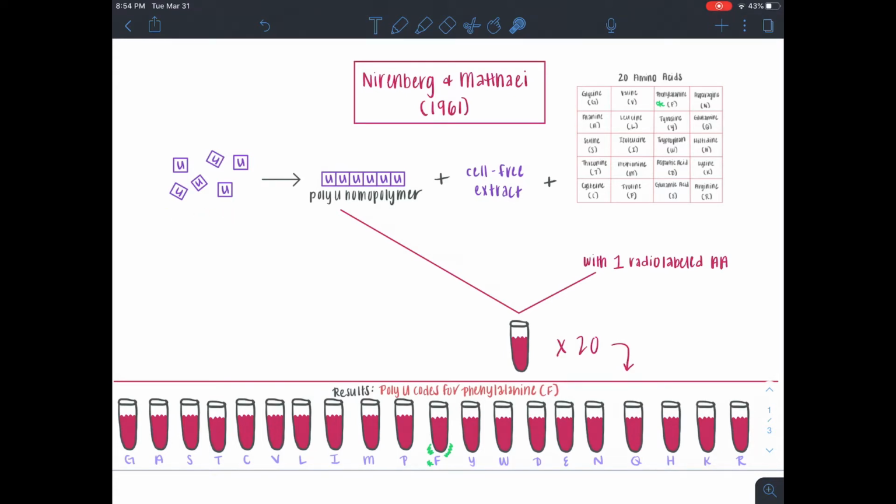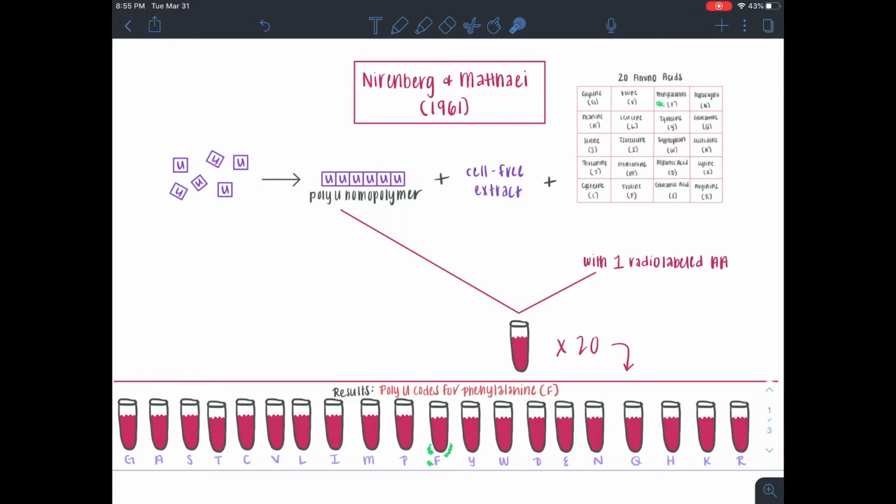They took a poly-U sequence of mRNA, which is a string of consecutive uracil nucleotides, and combined it with a cell-free extract, which includes the components necessary for translation following cell lysis. All 20 amino acids were added to the test tube, with one being radioactively labeled. This was repeated 20 times, resulting in 20 test tubes, each with a different radioactively labeled amino acid. This was done in order to see which radioactively labeled amino acid ends up in the translated protein.